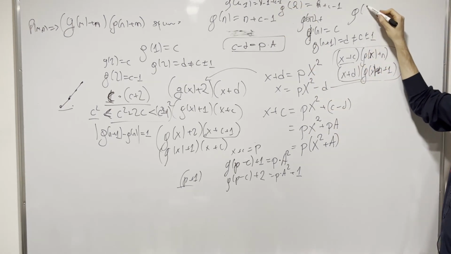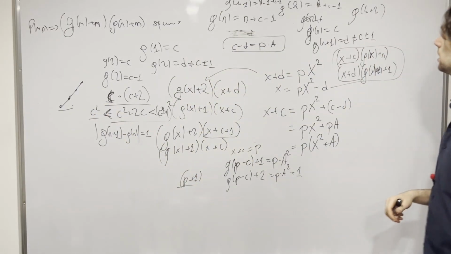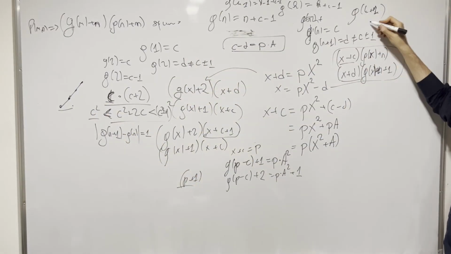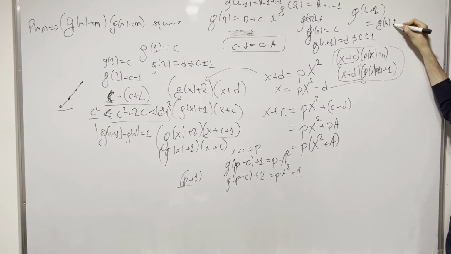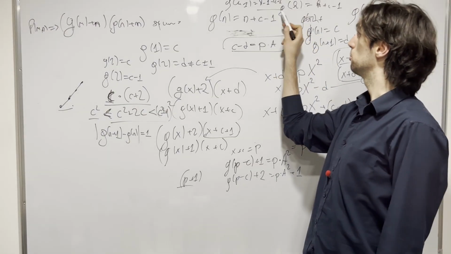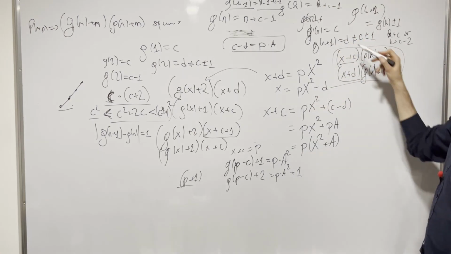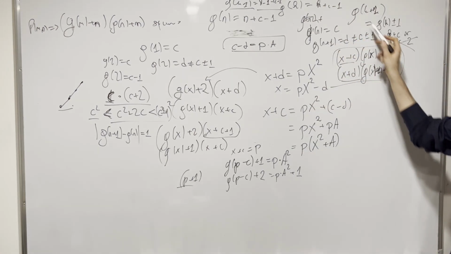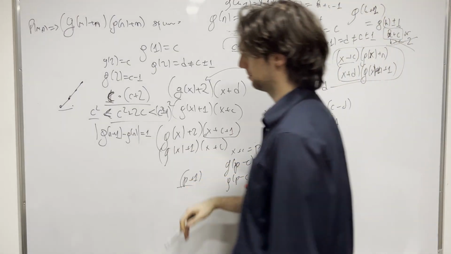And then for g of k plus 1, by this thing right here, that's equal to g of k plus or minus 1. In other words, it's either equal to k plus c or k plus c minus 2. But if it were equal to k plus c minus 2, it would be equal to g of k minus 1. Given these two are different, it's not equal to this, so it's equal to k plus c, and then by induction we have our problem.